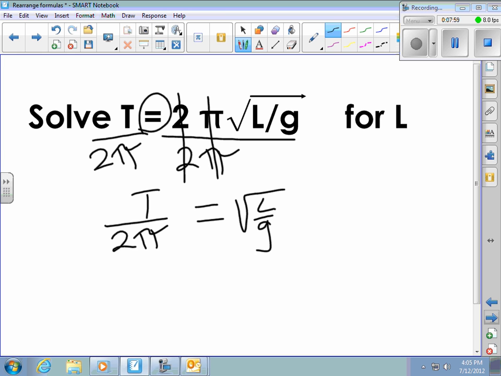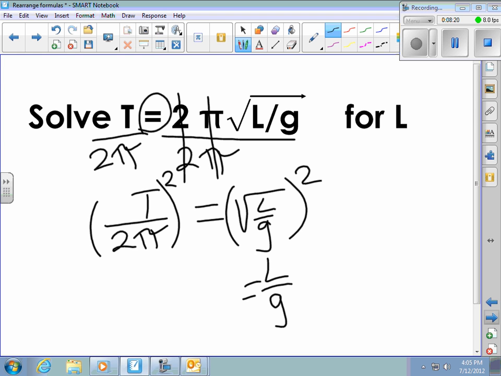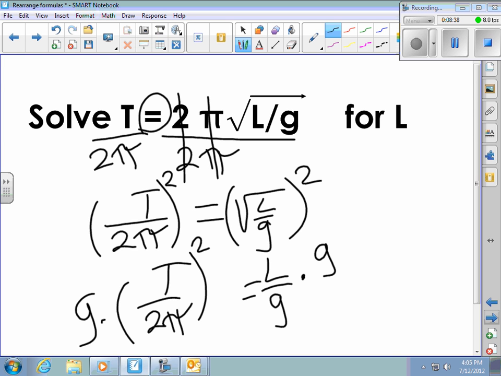Well, to get rid of the square root sign, we need to do the opposite of square root. The opposite of square root is square. Whatever we do to the right, we have to do to the left. The square root and the square cancel each other, so we just have L divided by g, gravity, is equal to T over 2 pi, squared. We want the L all by itself. It's being divided by gravity, so we're going to multiply by gravity. g divided by g is 1.